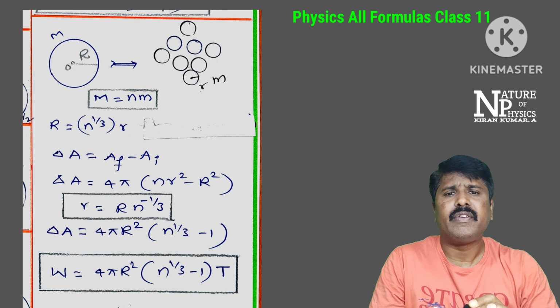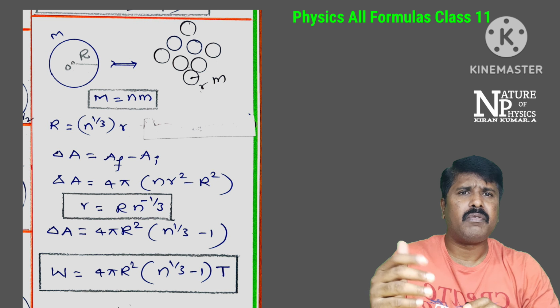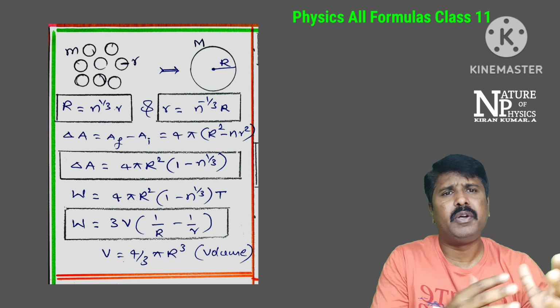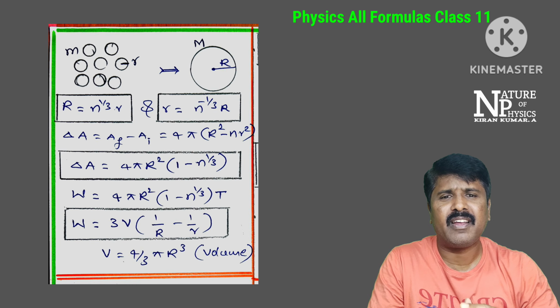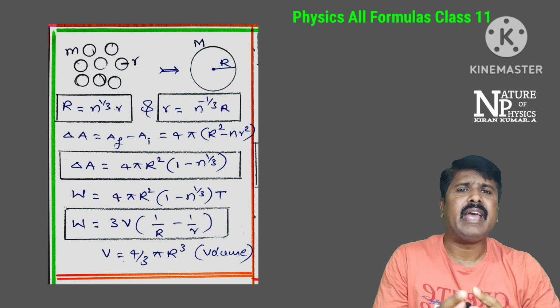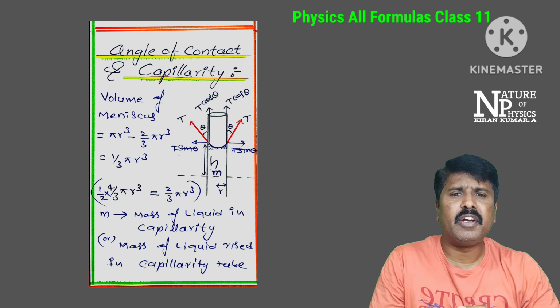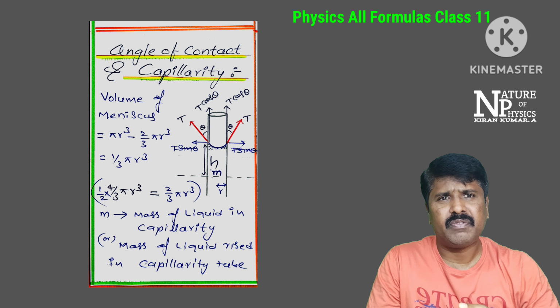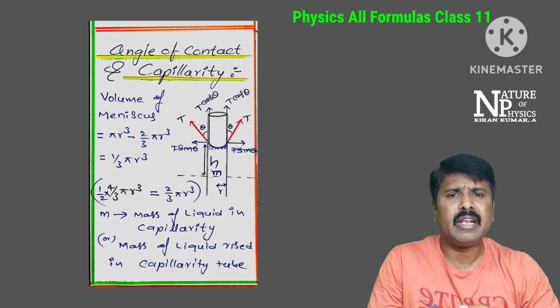Work done is given, and also 2, 3, 4, 5 up to n liquid drops combined to form a big liquid drop. Capital R is the radius. The work done is clearly given. And finally, angle of contact by the capillary tube. So different equations for the surface tension are also clearly given.